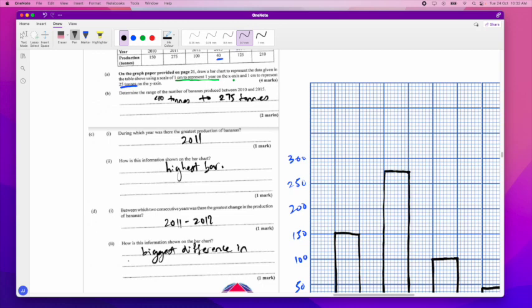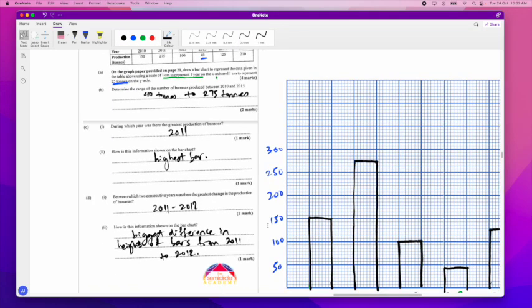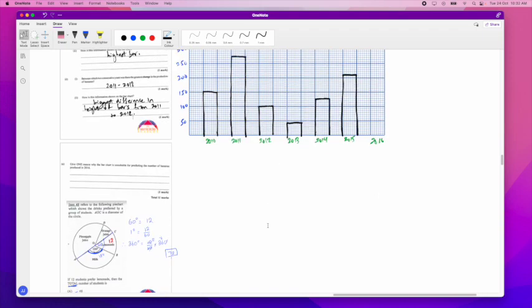In the heights of the bars from 2011 to 2012. Easy peasy question. Nice and easy. I hope I'll get a question like this for the exam.